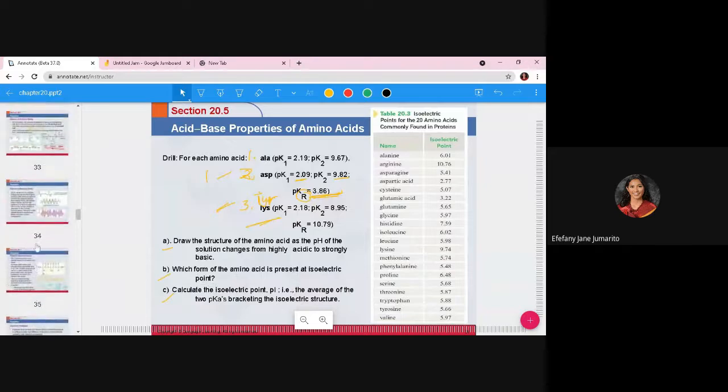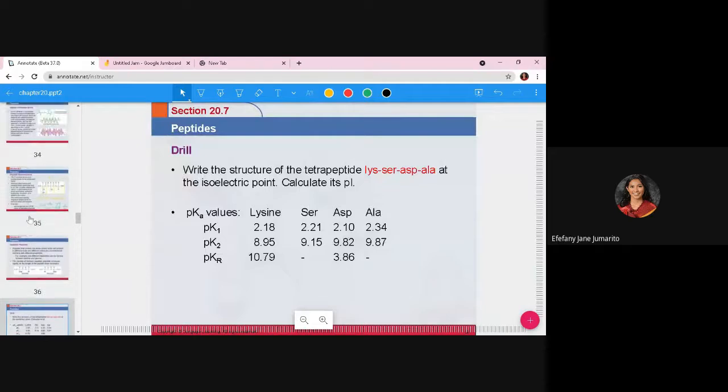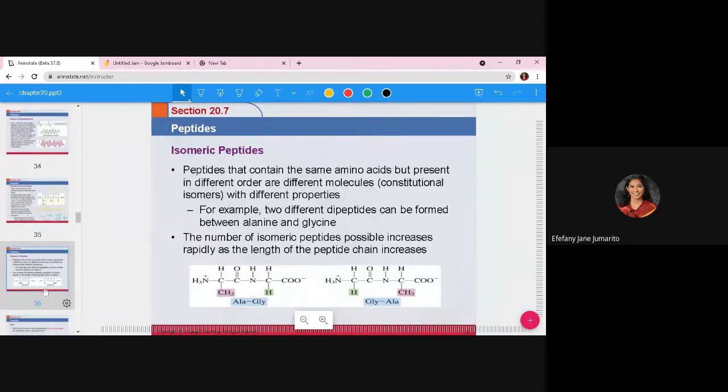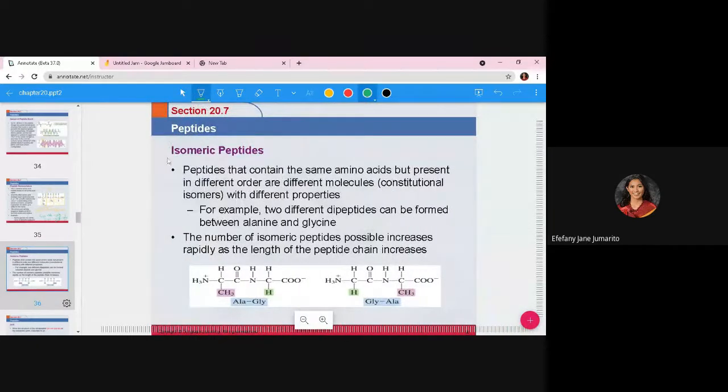So that is your assignment. Now, let's move on. We have isomeric peptides. Again, like this one, what's the dipeptide name? The name is alanine, alanyl glycine.